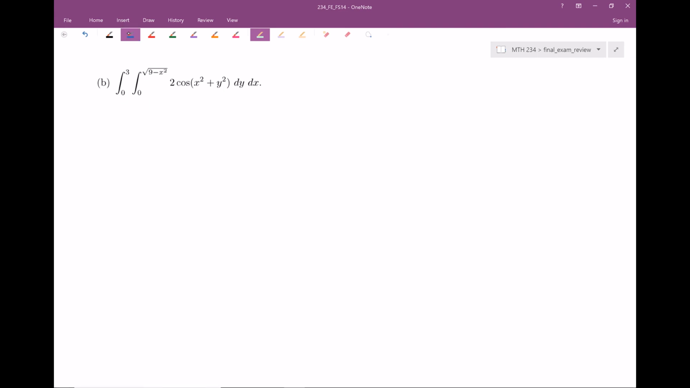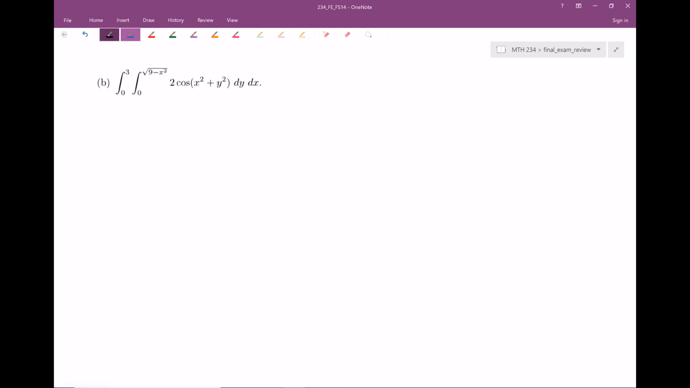Alright, let's go ahead and take a look at this region here. Again, if you were to just start trying to integrate this, integrating with the cosine of x squared plus y squared with respect to y, that would be very difficult. So I'm going to try to figure out if there's a trick here. And so I'm going to graph this region and see what's going on.